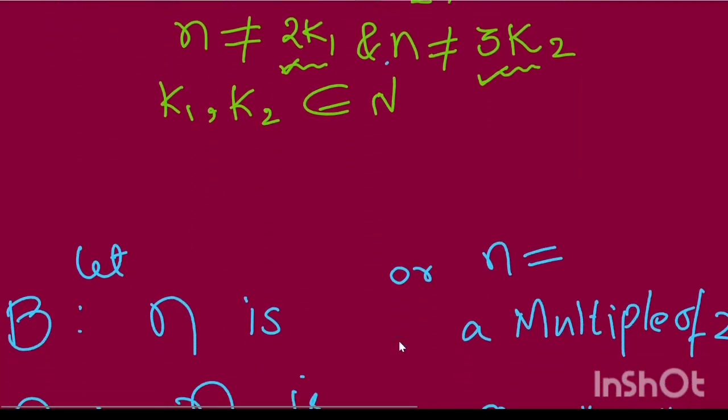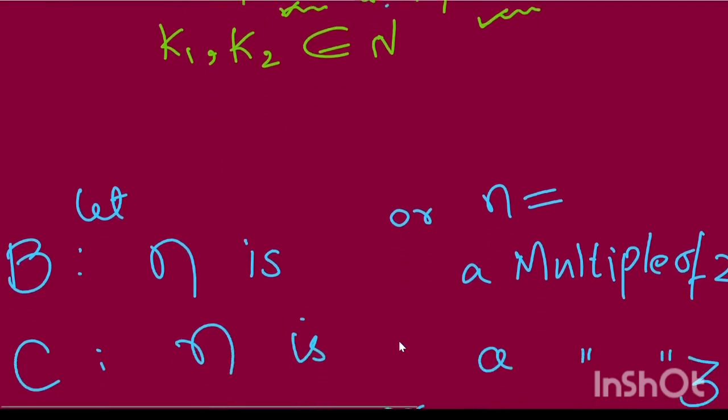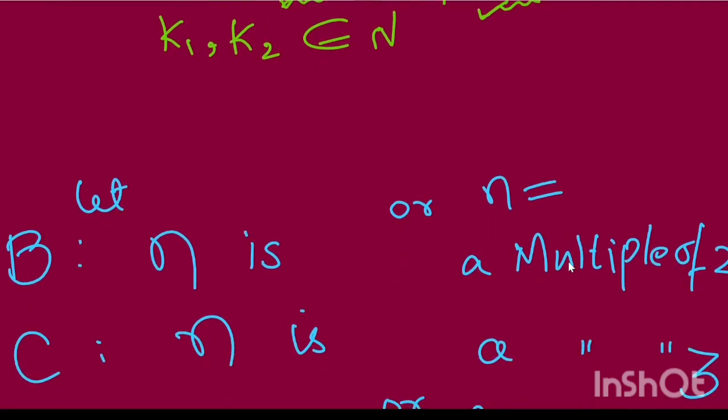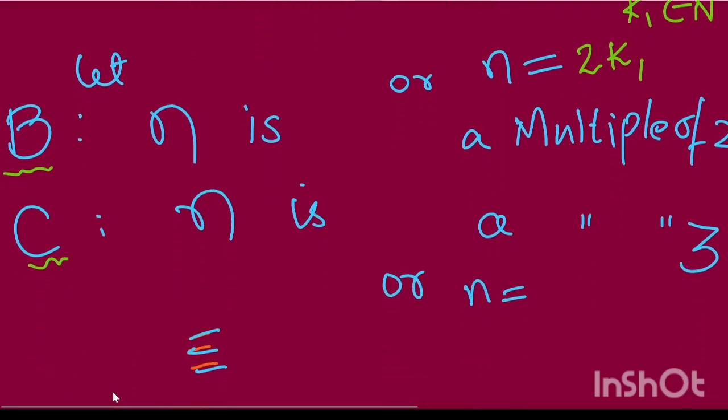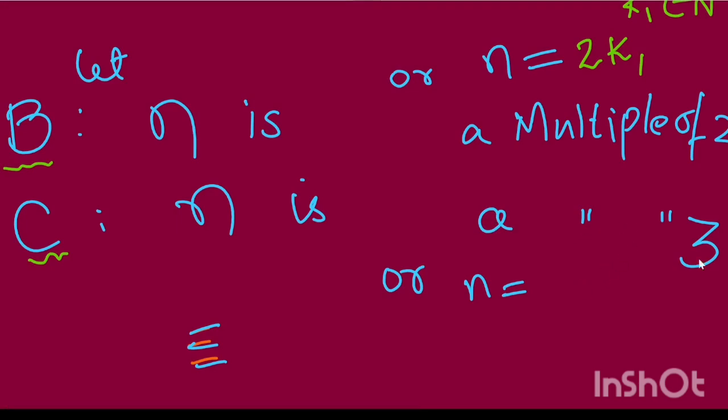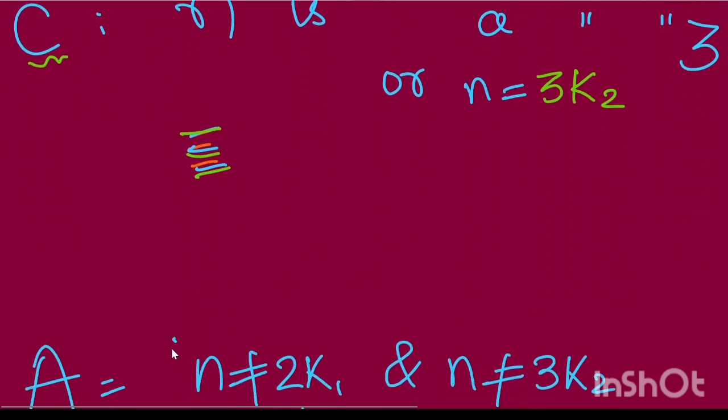Now, in order to solve this, let's define a set B such that n is a multiple of 2. Set B contains all the numbers which are multiples of 2. n is of the form 2k1, where k1 is some natural number. Now let's define another set C as the numbers which are multiples of 3. n is a multiple of 3, so we can write n as 3k2. Now why are we defining set B and set C? Because A depends on B and C. What is the relation of set A with B and C? That we will see.